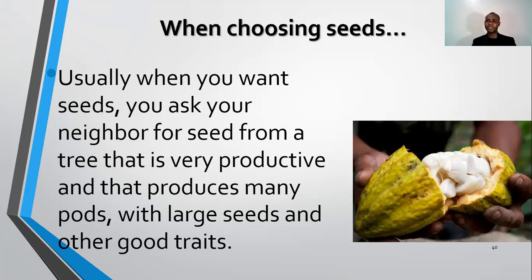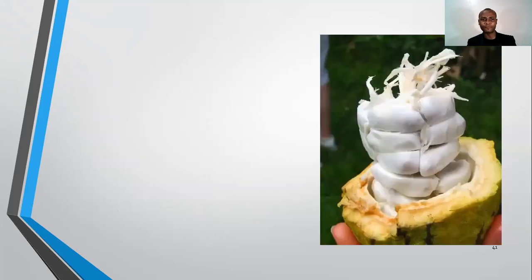You start your rootstock with seeds. However, your final seedling should be a grafted seedling. To keep the quality of the mother tree, it's better to use a grafted seedling. It's a lot of work, but it will pay off.